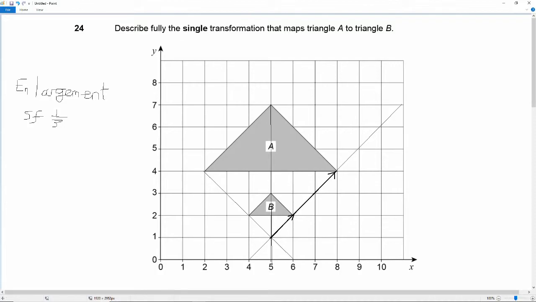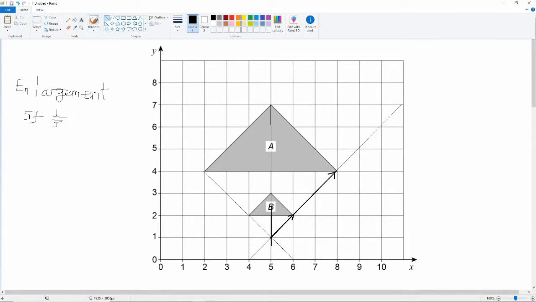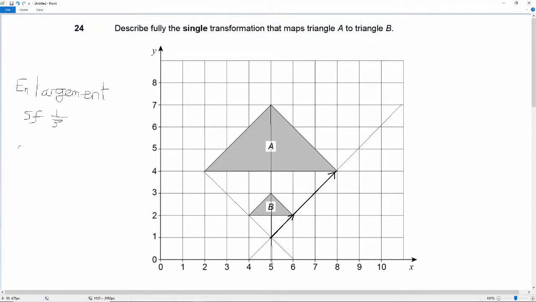So what we can say is the center is, and remember we always give coordinates x comma y. So x is 5 and y is 1, where this centre point is, where all those little lines that we drew met. So that's centre 5, 1. And that's your 3 marks.